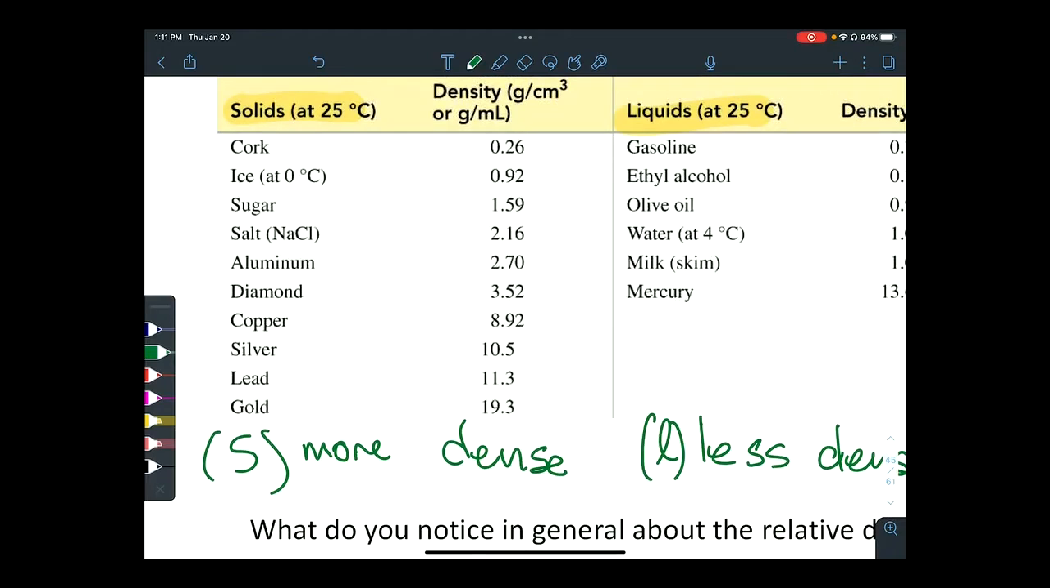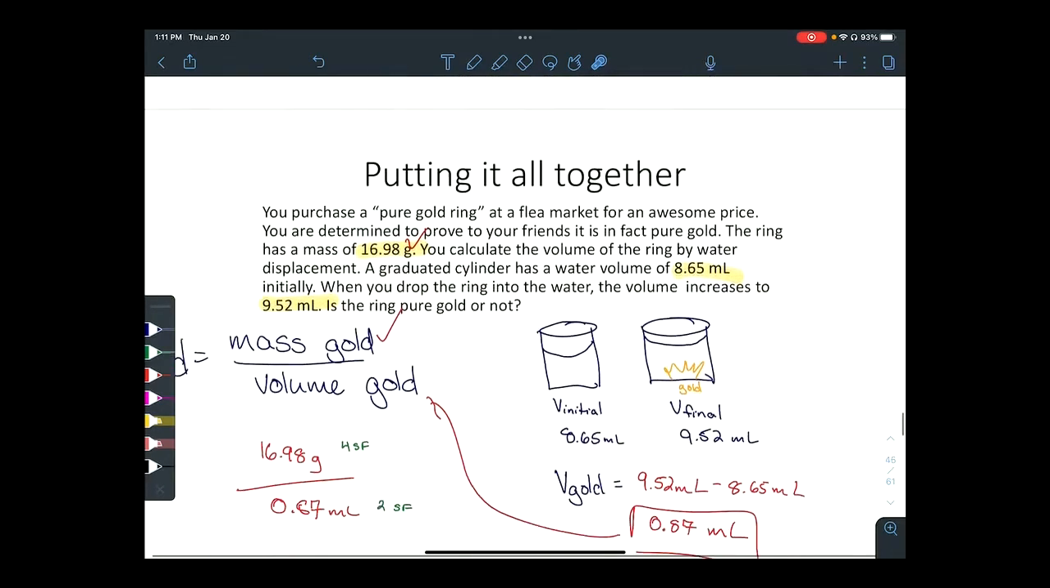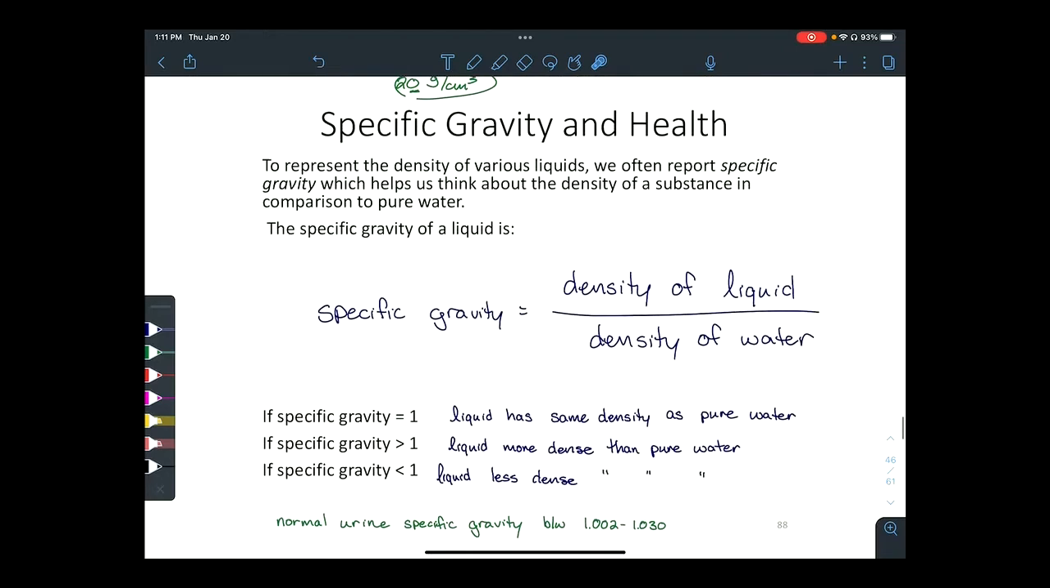Yeah, it's pretty close to 19, so yeah. Because if it was fake, it would probably be closer to copper, right? Or some other metal, so it would probably be less dense. So this is probably real gold, so that's cool. All right, so that's sig figs and thinking about identifying substances.